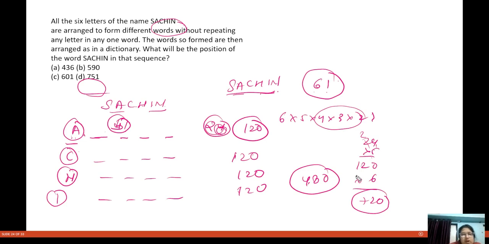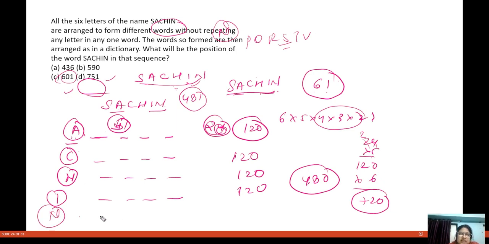480 words have already been crossed. So that means, similarly, we know P, Q, R, S, T, U, V, W. So N also comes before S, so we'll consider N as well. So factorial 5 here also, so you have 120. So in total, how much are you getting? You are getting 600 words.